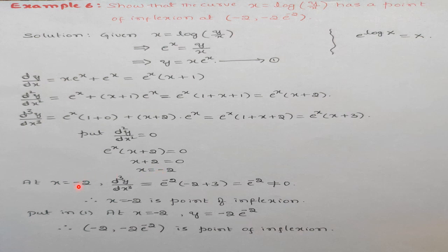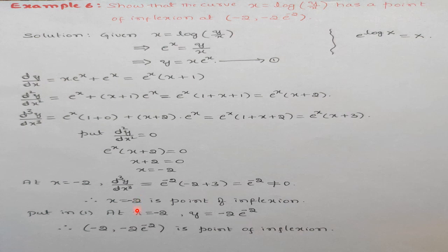At x is equal to minus 2, we have to check whether the third derivative is 0 or not. Substitute x is equal to minus 2 in this one. Therefore, e power minus 2 into minus 2 plus 3. Minus 2 plus 3 is 1. Therefore, this is e power minus 2. Whether it is positive or negative, don't bother about that. Here, e power minus 2 is not equal to 0. Therefore, x is equal to minus 2 is the point of inflection for this curve.